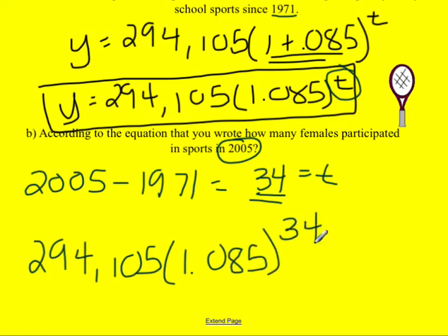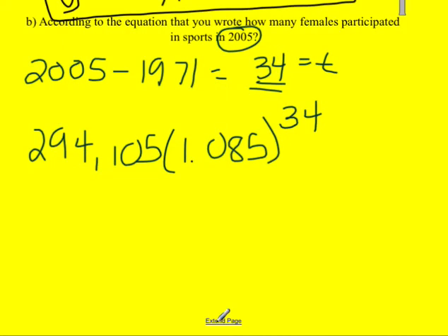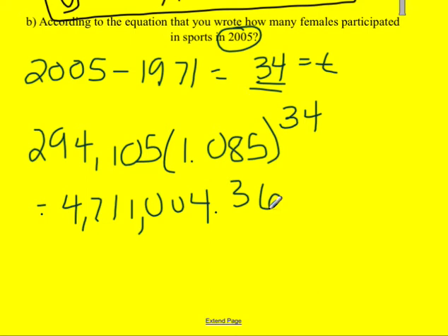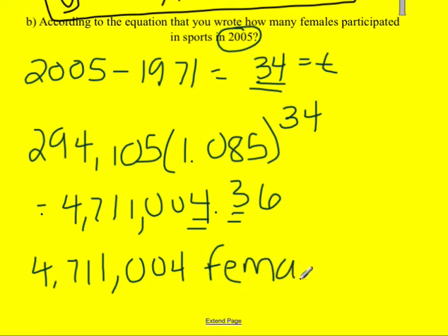So you can type this exactly into your calculator. So why don't you try that? Make sure you get the same answer as I do. When you do that, you should get 4,711,004. So this is what you get. Then you get 0.36. Well, I don't want to talk about 1/3 of a female. I don't even really know what that means. So I'm going to look at this decimal. Since it's under 5, I'm going to keep this number the same. That's the rounding. So I get 4,711,004 females that are participating in sports.